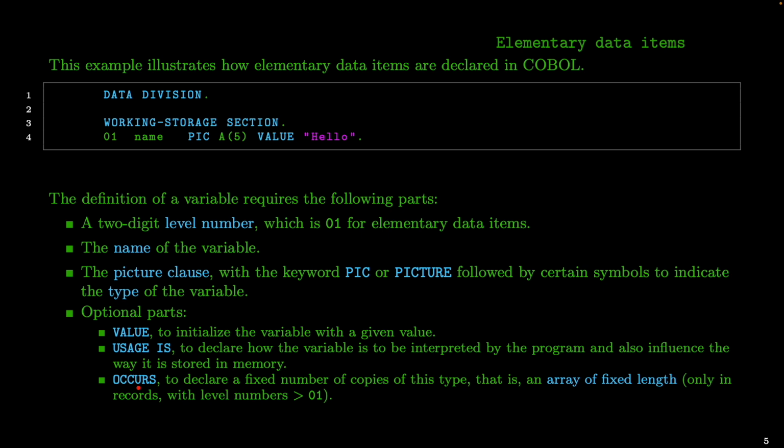And there's the occurs clause. This is used when you want to declare arrays. For example, you could use occurs 10 to indicate that a variable of a certain type is to be repeated 10 times. So that would define an array of fixed length. We will get back to the occurs clause later when we discuss arrays, or tables as they're called in COBOL. We have to end the definition by a period, like almost everything in COBOL.